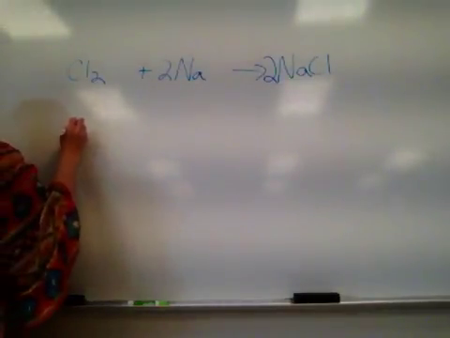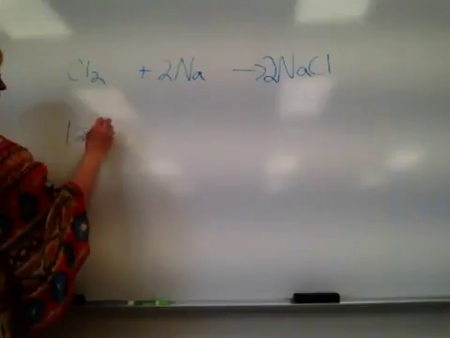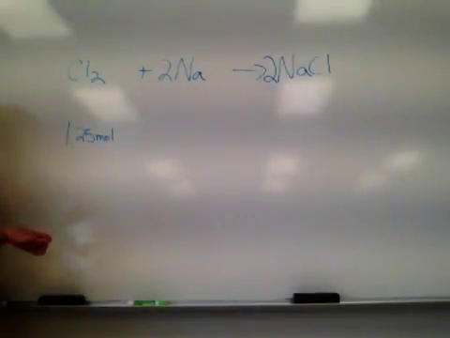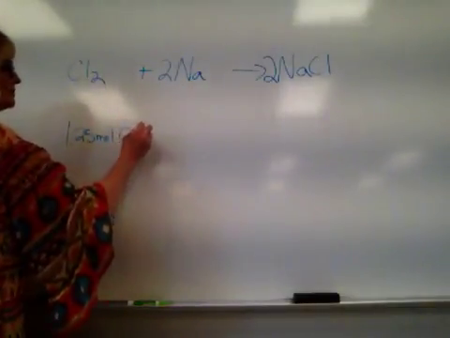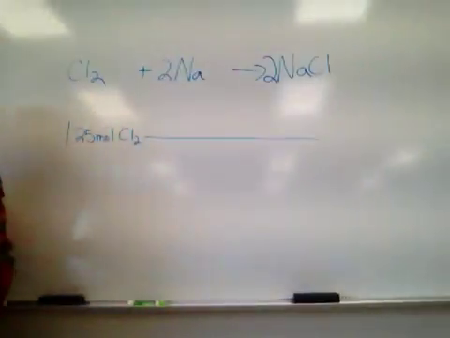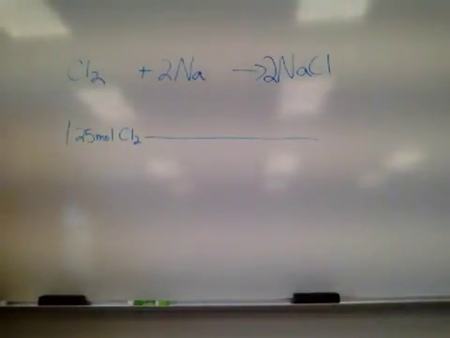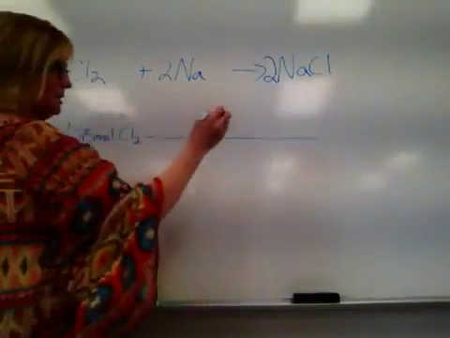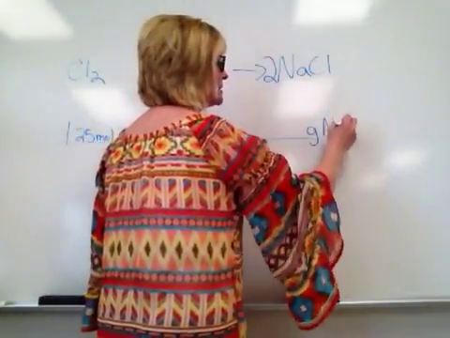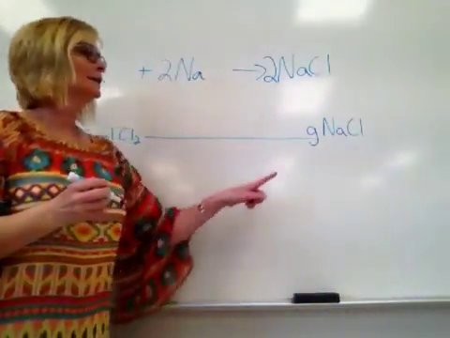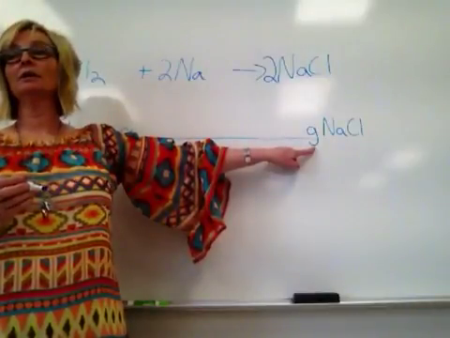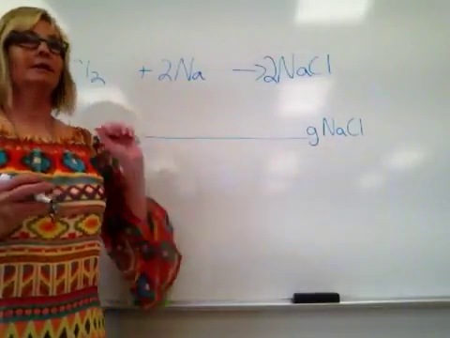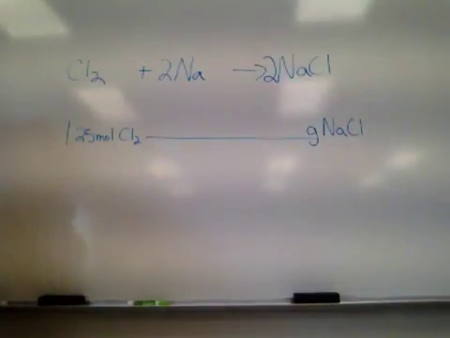Now I write the number that it told me. It tells me I have 1.25 moles, and I have to know of what? What do I have 1.25 moles of? Chlorine gas. It's asking me to find what? The mass of sodium chloride. The mass. How do we label mass? Grams. So it's asking me to find grams of sodium chloride, not moles. So if I see grams, now I know what I'm going to need to use sometime? Periodic table.